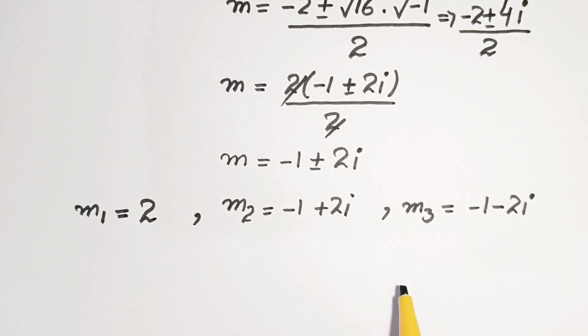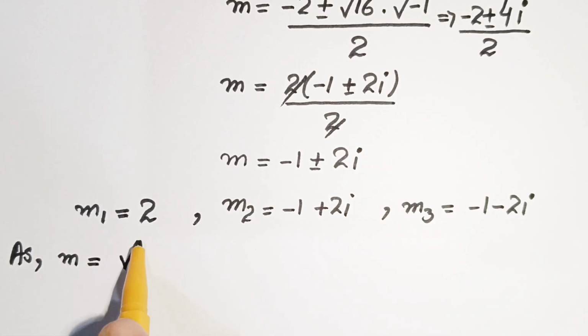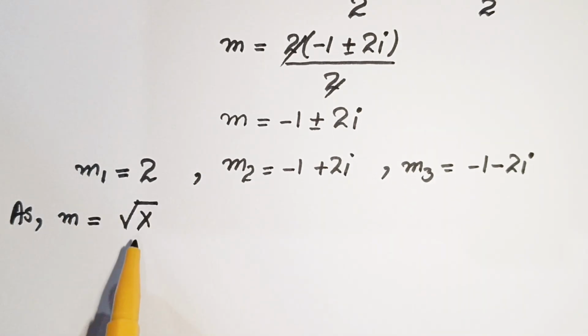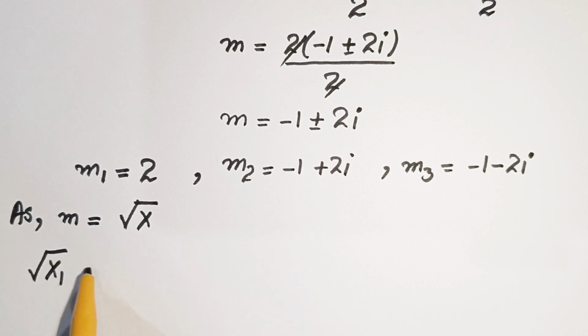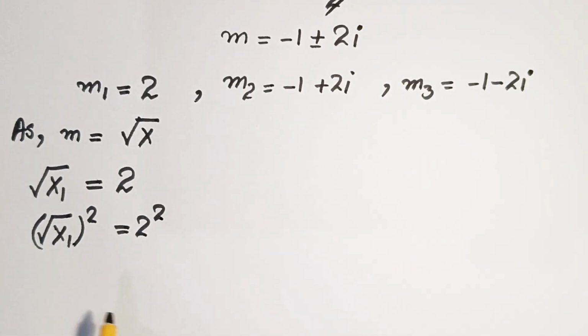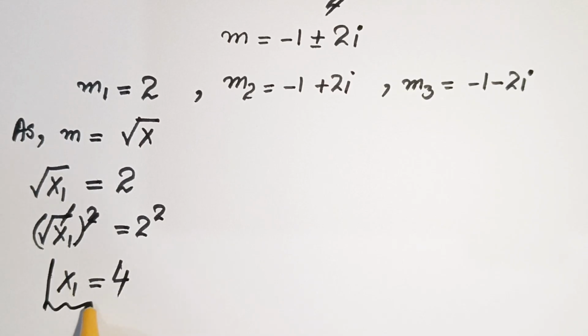For these three values we have to recall our supposition, that m is equal to square root of x. Putting m1 equal to 2, so x will be x1, square root of x1 is equal to 2. Now taking square on both sides, cancelling square with square root, we have x1 is equal to 2 squared, which is 4. So it is our first value, x1.